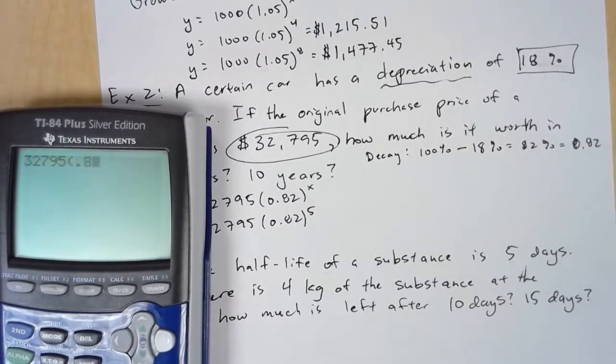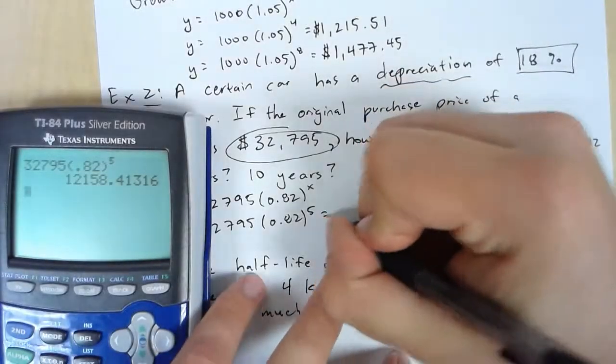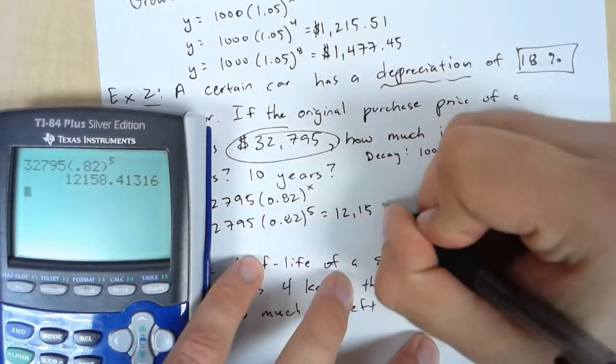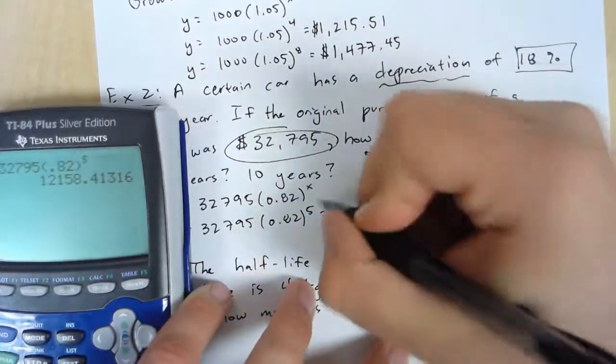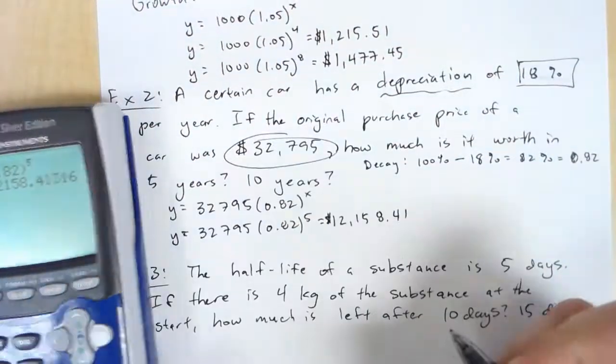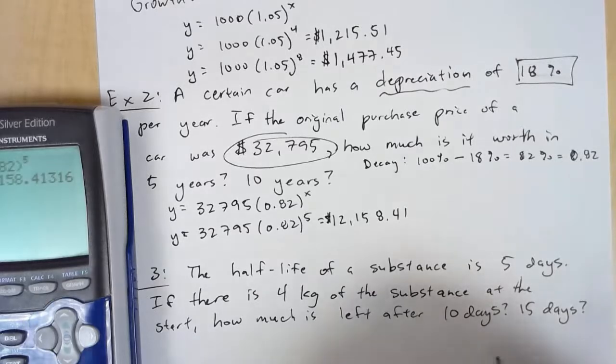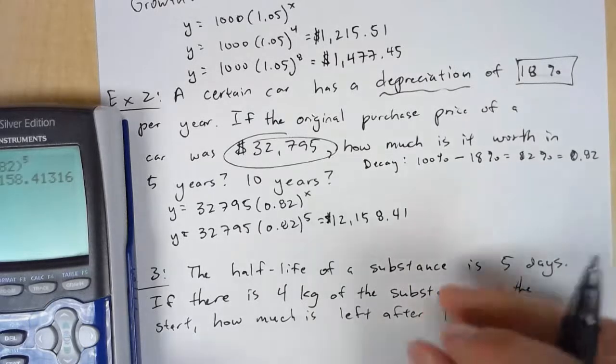32,795 times 0.82 to the 5th power gives me a value of $12,158.41. That's a lot of depreciation. I mean, that's like a third the cost of the original car.